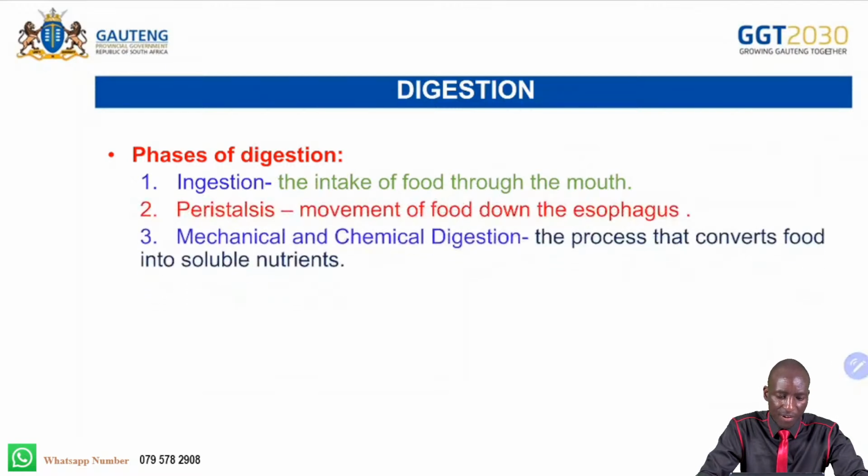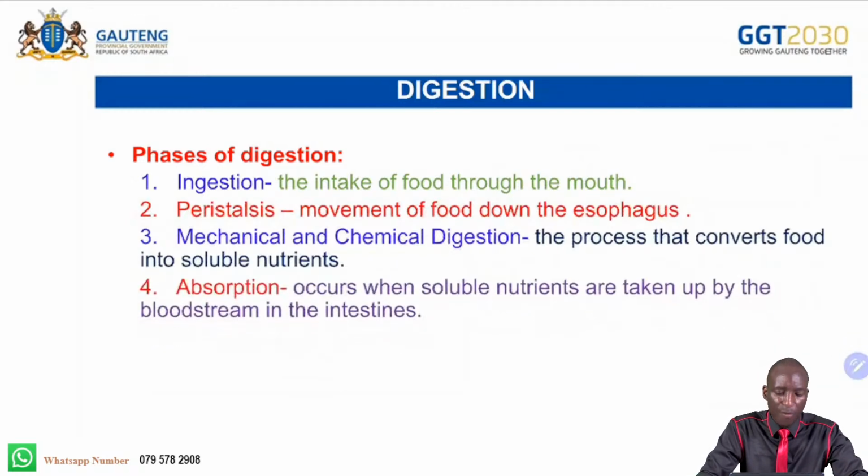Phase number 3. What happens? Mechanical and chemical digestion. That's the process of converting food into soluble nutrients. The mechanical digestion is in the form of biting, chewing, grinding, mixing, all that. Then in chemical digestion, we look at the enzymes that are released to digest each and every nutrient that we eat with our food. There's an enzyme that digests the proteins, and ones that digest all the other nutrients. So we're looking at that.